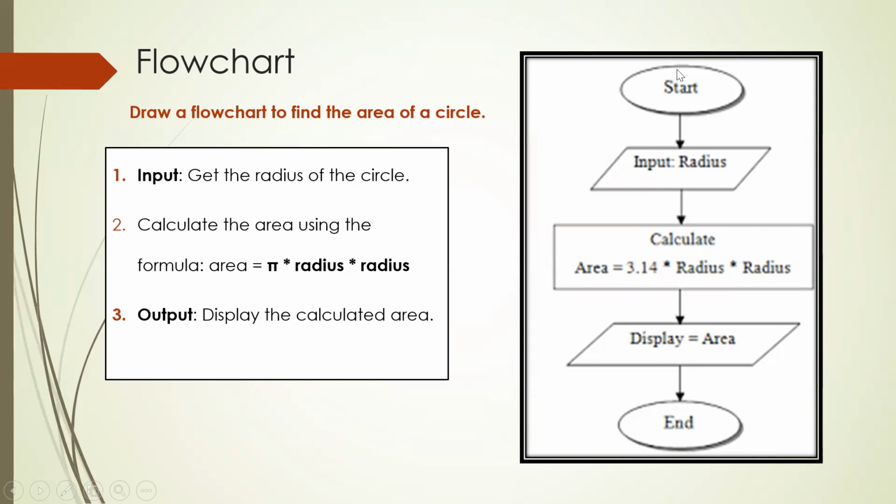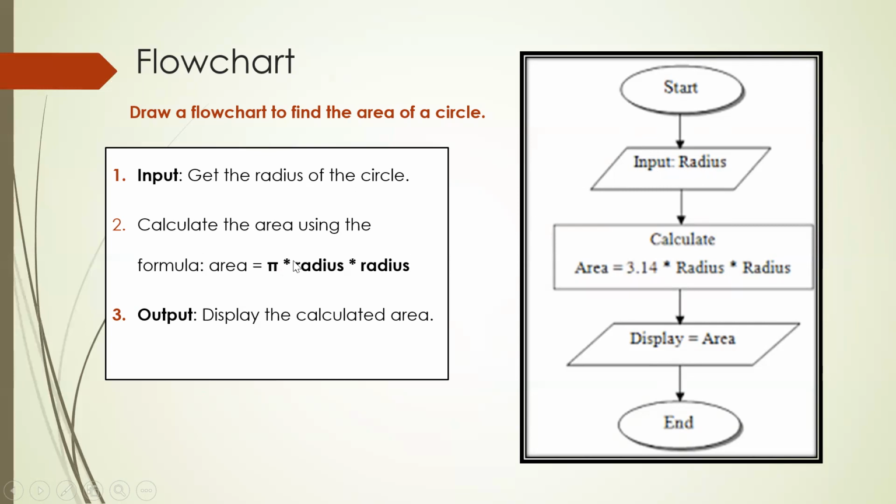The oval represents the starting and the ending. So the start and end has to be written in the oval shape. Then we require the input of the circle. Then we require the radius of the circle. So for that, we need a parallelogram. So we have created one parallelogram and we have written input radius.